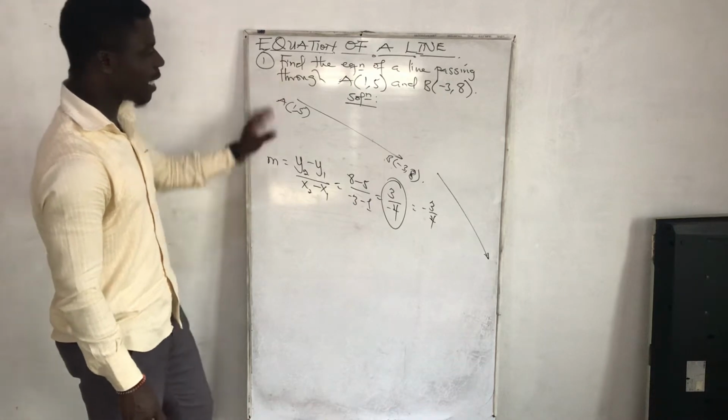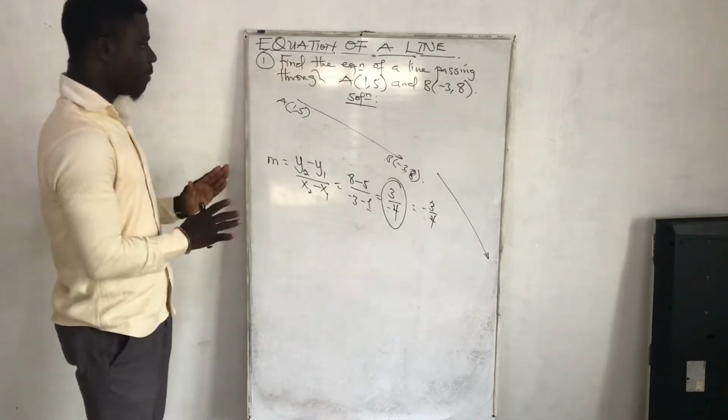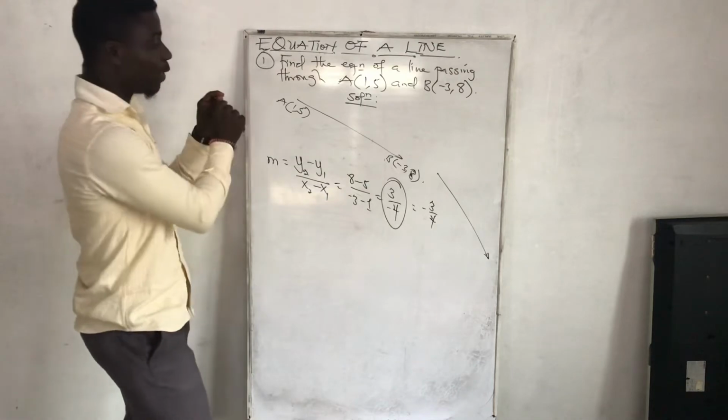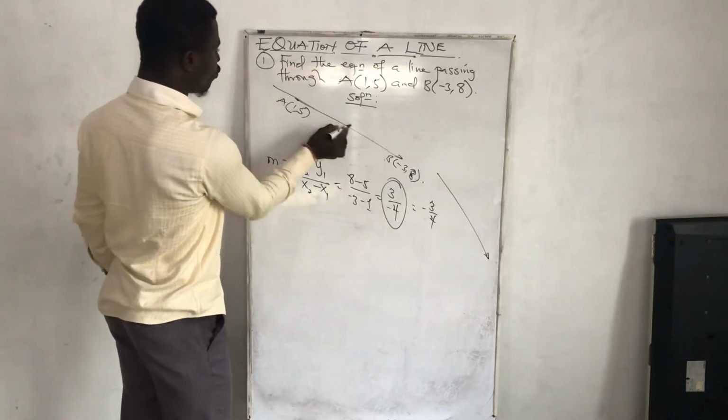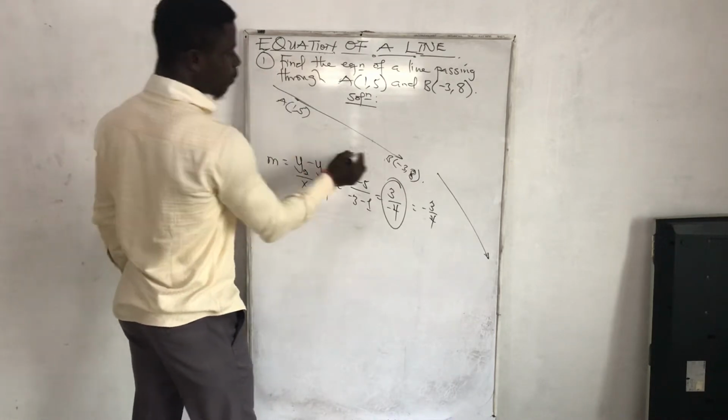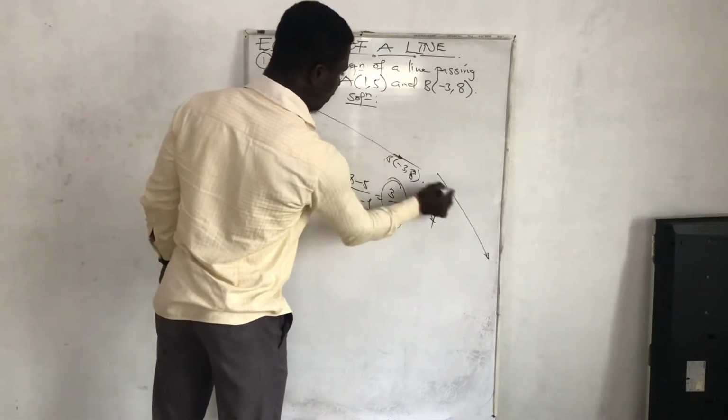You can use point A or point B. Why? Because they are all on the same straight line. We have point A. This line passes through that point, and this line also passes through that point here.